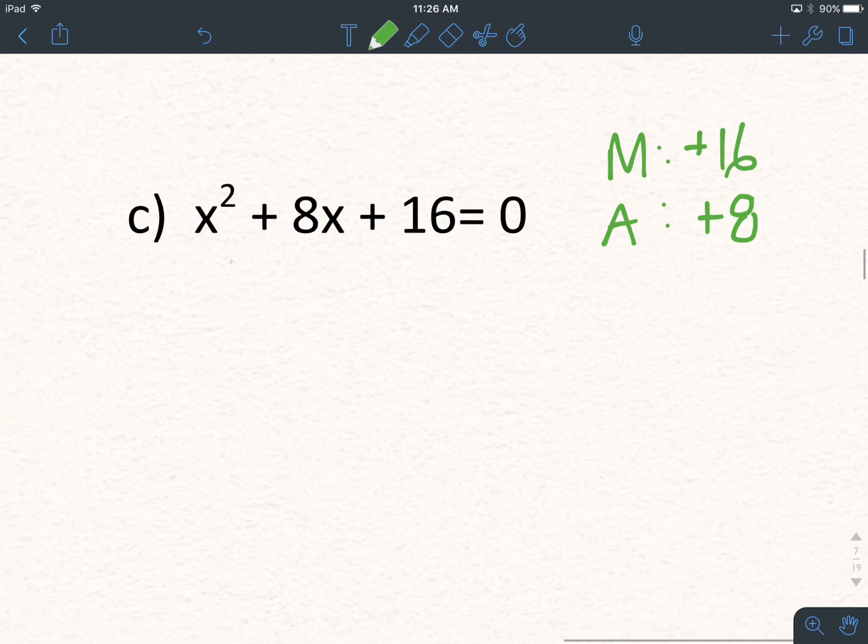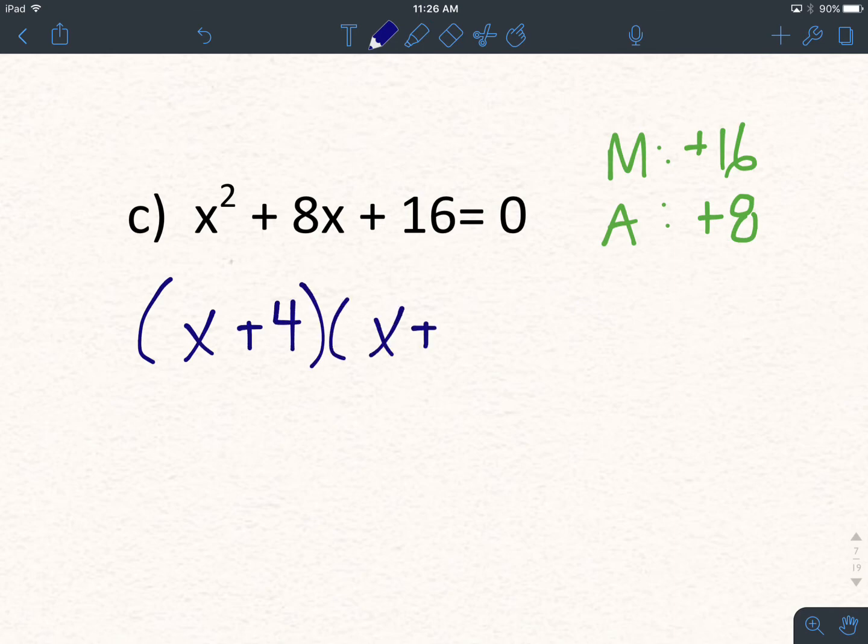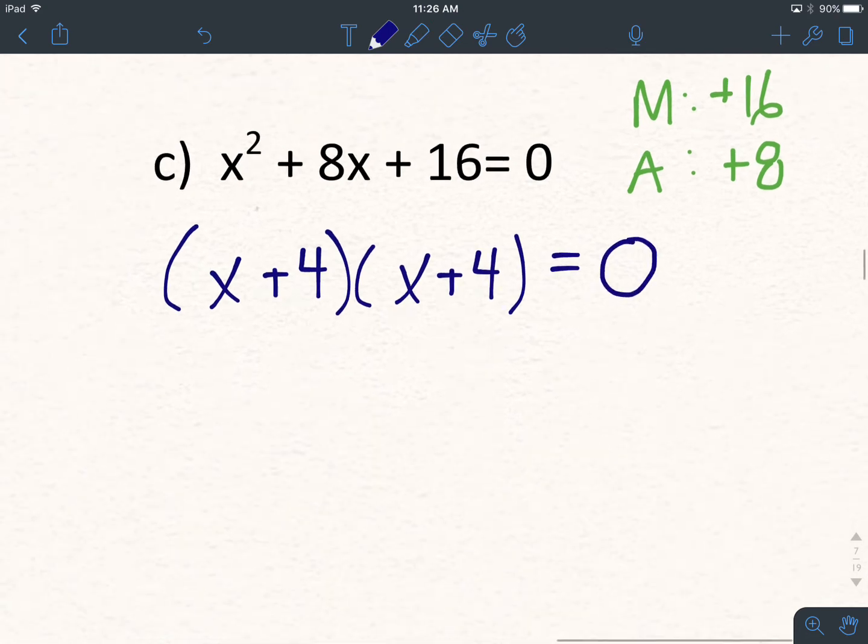So as I look at my factor sheet, or if I just know it, I know that the values I'm going to be looking for are x plus 4 and x plus 4. And in terms of form, it's important to keep that equals 0 coming down the equation with you. So now we have two items. Our resulting factor has two components, the x plus 4 and an x plus 4.